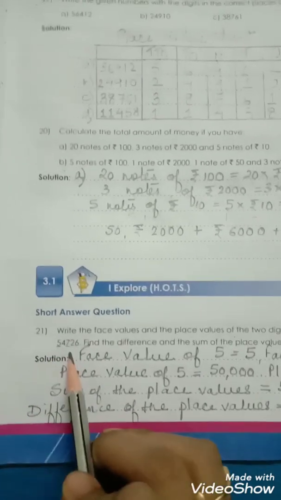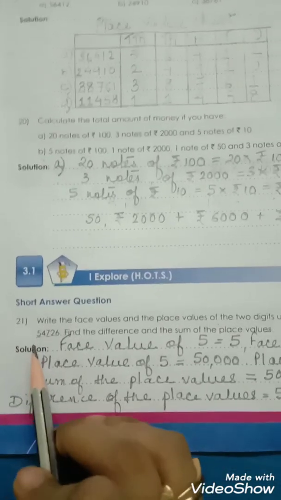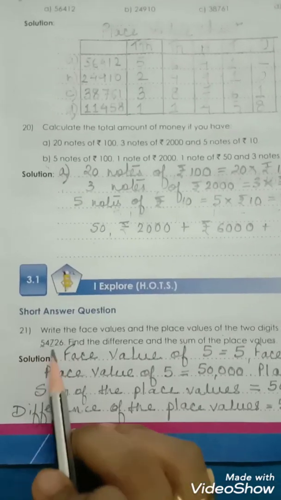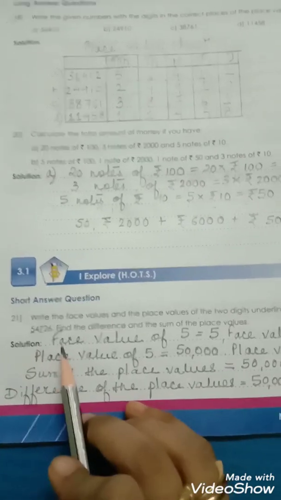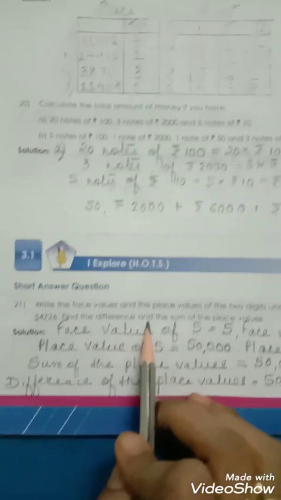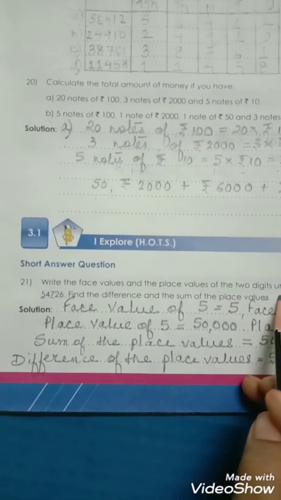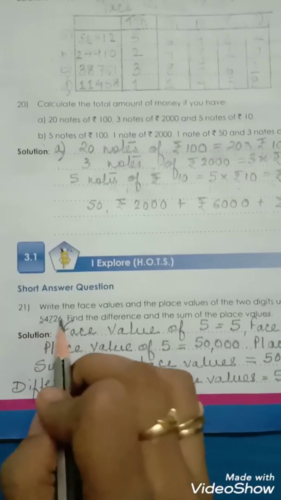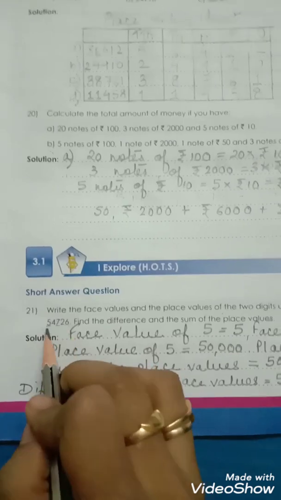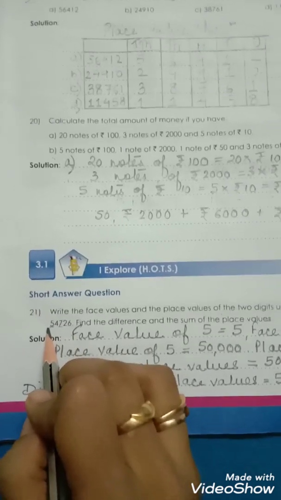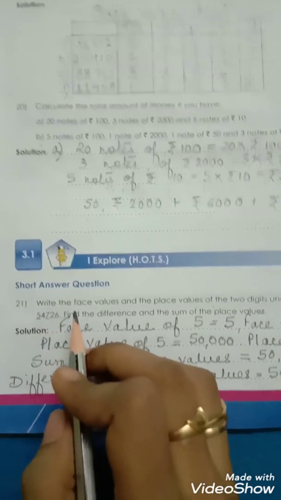And these two digits are underlined. First, you have to write the face values and place values of these two underlined digits. After that, you have to find the difference and the sum of the place values. So, look at this number. What is the number? 54,726. Now, which two digits are underlined? 5 and 7. So, first you will write face value.